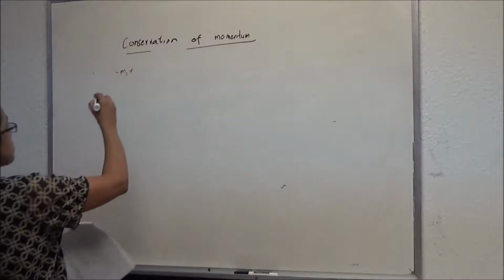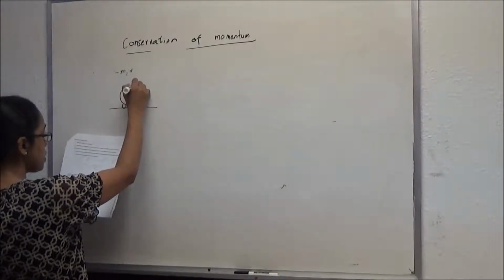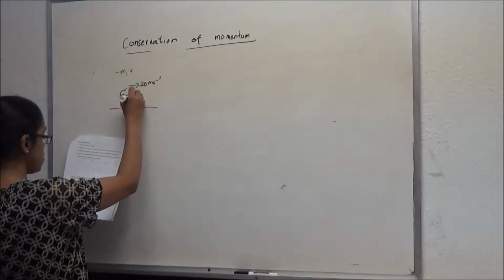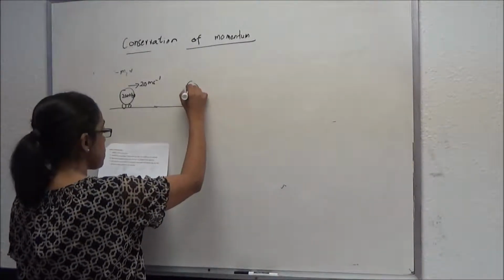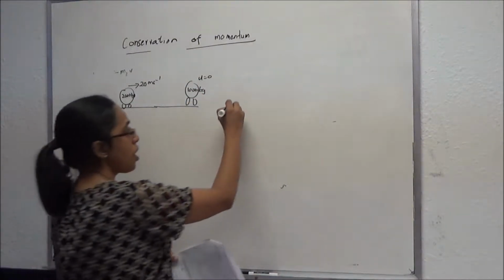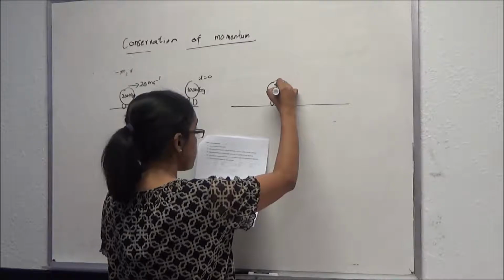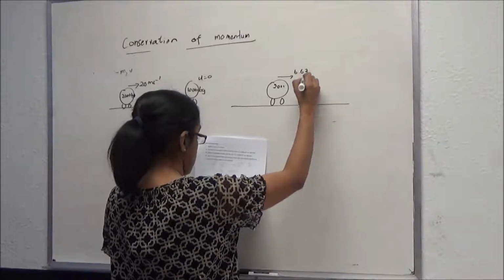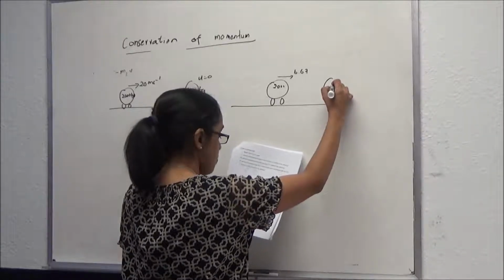So you draw the car first. This is the car. This was moving at a velocity of 20 ms^-1. This was 2000 kg and collided with another truck or car of 1000 kg, which was at rest, so u equals 0. Now draw the next scenario. If the 2000 kg car has a velocity of 6.67 after the collision, find the velocity of the second car.